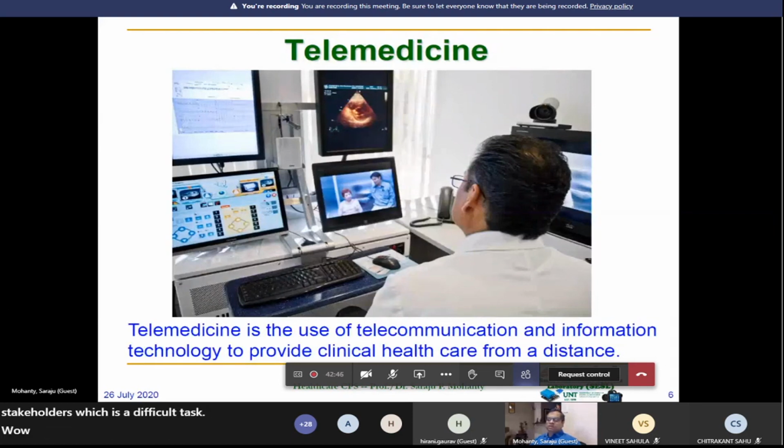Now, telemedicine. All of you are now getting to know the importance of telemedicine, particularly because of the current pandemic outbreak.